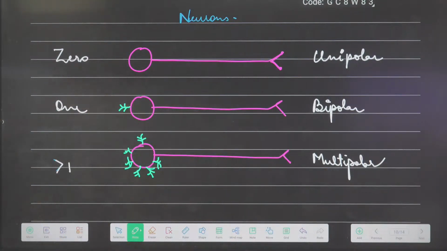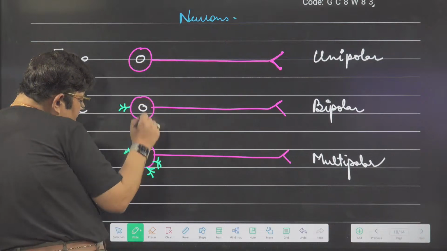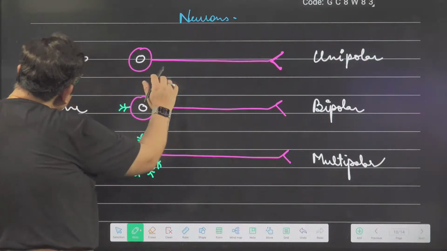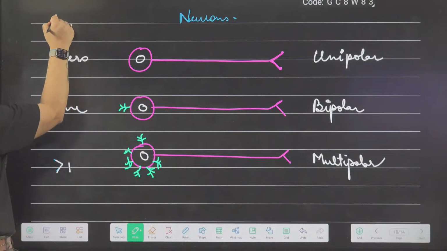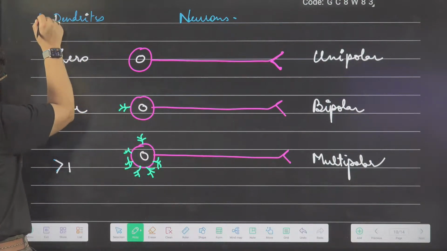Axon and cell body are minimum present in all. This is present in all, this one and this one. But then it is the number of dendrites which is controlling. The number of dendrites.